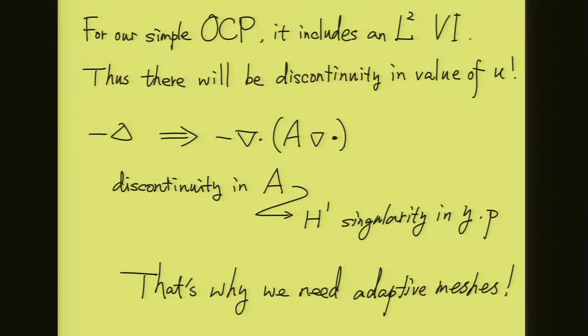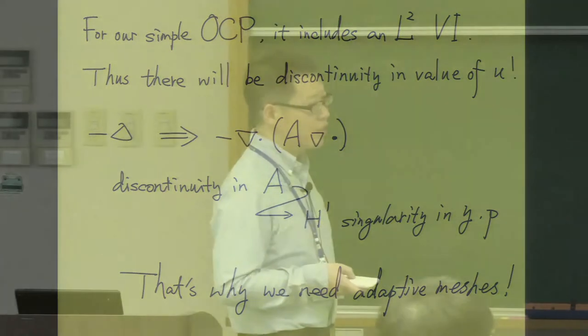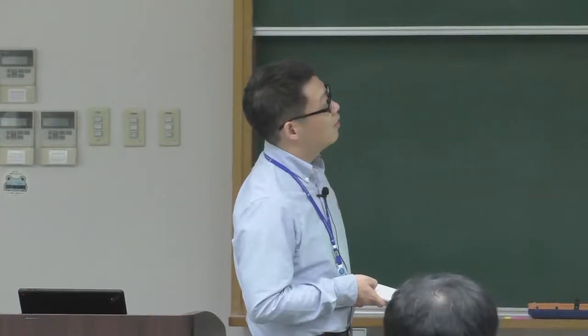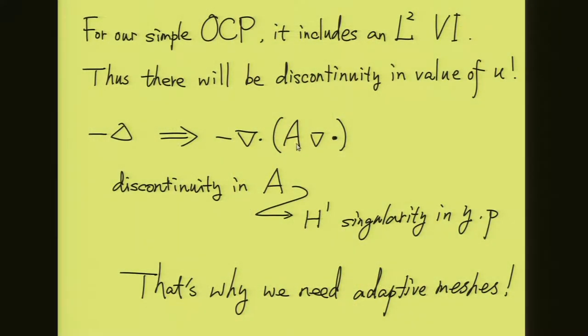So this is the first reason that we want to have some adaptive mesh method for this problem, since the singularity is always there. Another source of singularity comes from this coefficient A, since for a practical problem there will often be discontinuity in A, and the discontinuity in A will give us H1 singularities in the state and the costate variables.